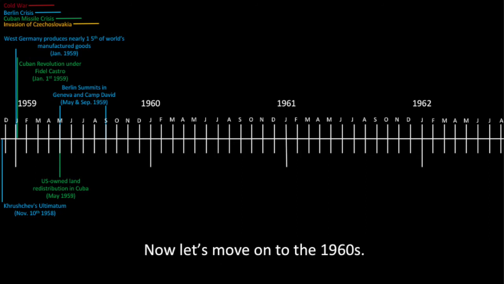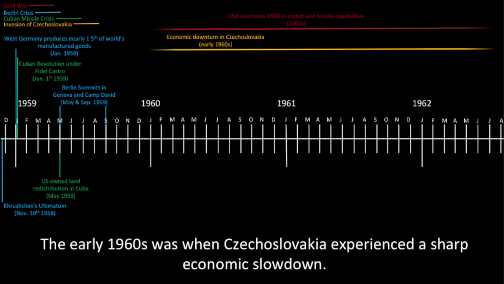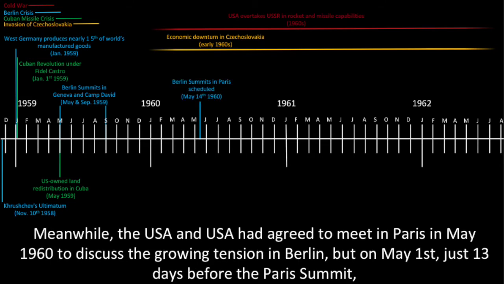Now let's move on to the 1960s. Although the USSR saw success in its nuclear, rocket and space technologies during the 50s, these achievements were soon overshadowed by US capabilities by the 60s. The early 1960s was when Czechoslovakia experienced a sharp economic downturn.